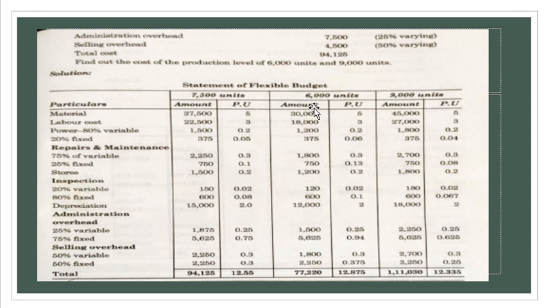Next, for 6,000 units, as I've already told, for variable expenses the per unit value will always be the same. Only the variable expenses, the total amount keeps on changing based on the number of units. So 5 is for 7,500 units, for 6,000 also it will be 5, and for 9,000 it will also be 5. So 5 into 6,000 will give us 30,000 and 5 into 9,000 will give us 45,000.